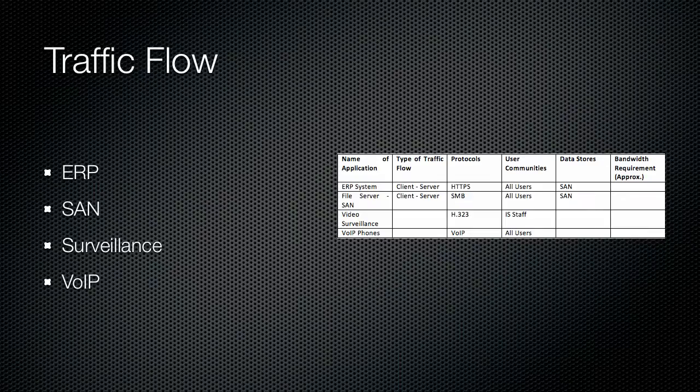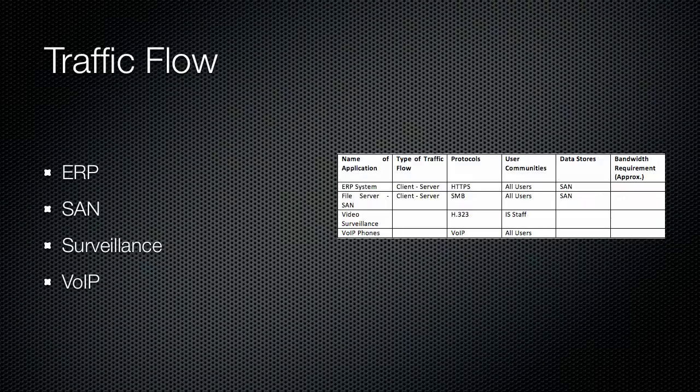Traffic flow. The ERP system runs through a web browser which uses HTTPS and is used by all users. Like I said, it's a lot of applications rolled into one interface, which everyone uses. The file server uses SMB protocol for file sharing and is also used by the majority of users. Just about every department has their own network storage and network share that they use to load files onto for backup and viewing.